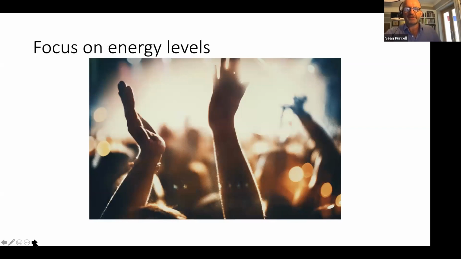Think how to get your energy levels up. This could be music. So it could be hydration. Keep your brain hydrated. Our brain is 80% water. Yep. So play energizing music is really important.